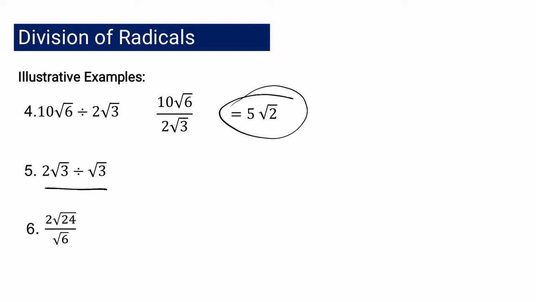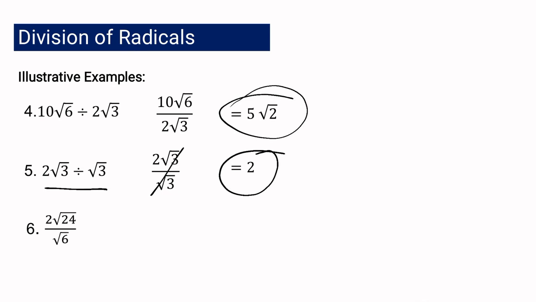So next, we have 2 square root of 3 divided by square root of 3. We can also write in this manner so we can see it clearly. And as you can see here, this can be eliminated because that is equal to 1. That is why the answer is 2.